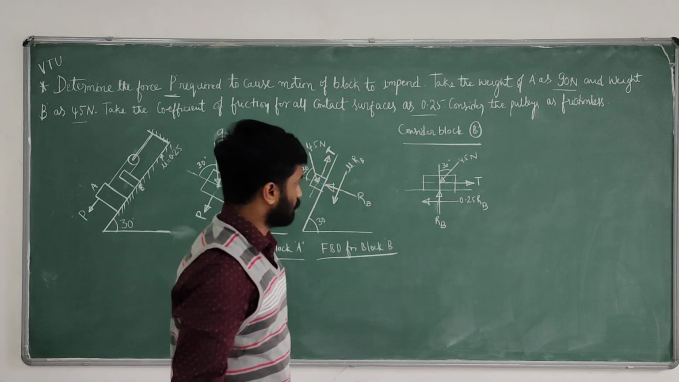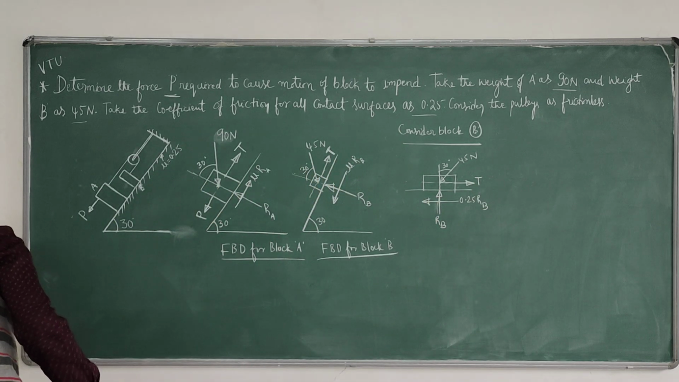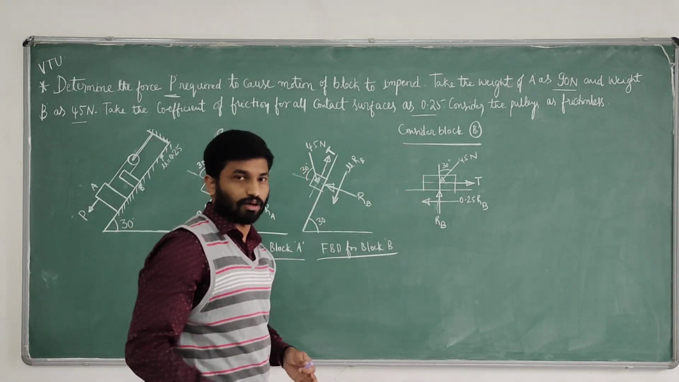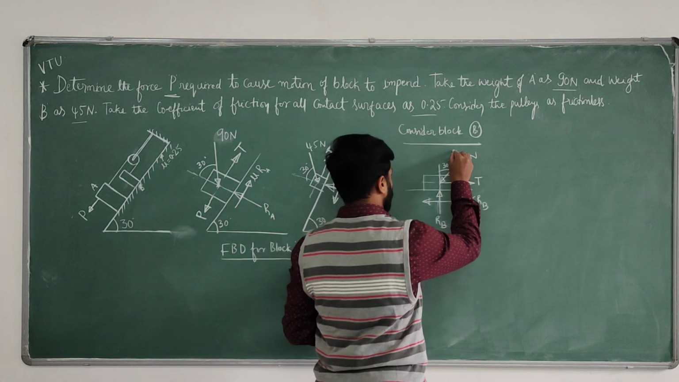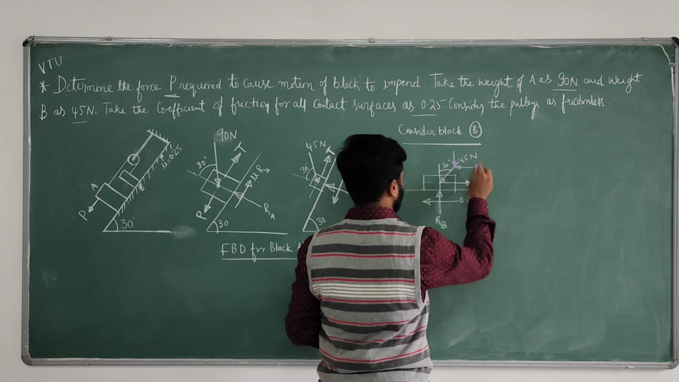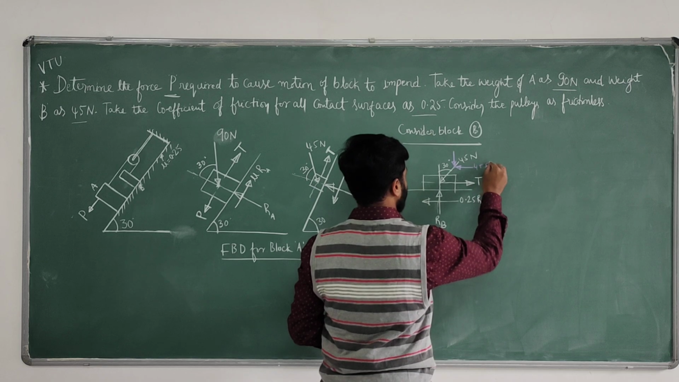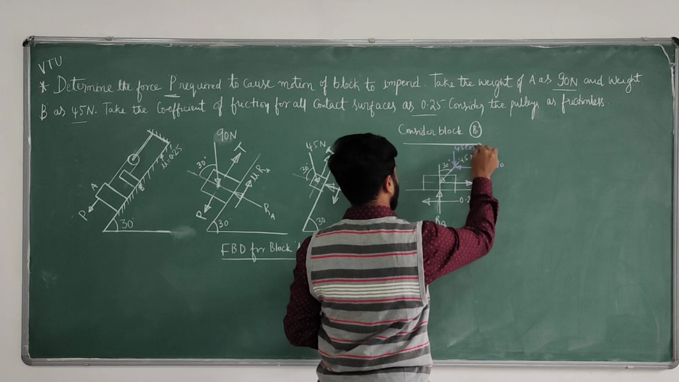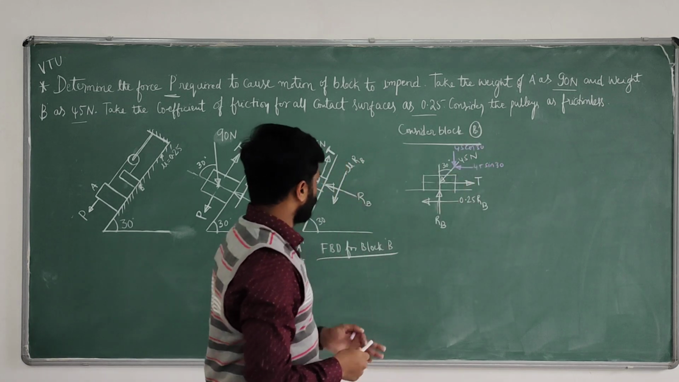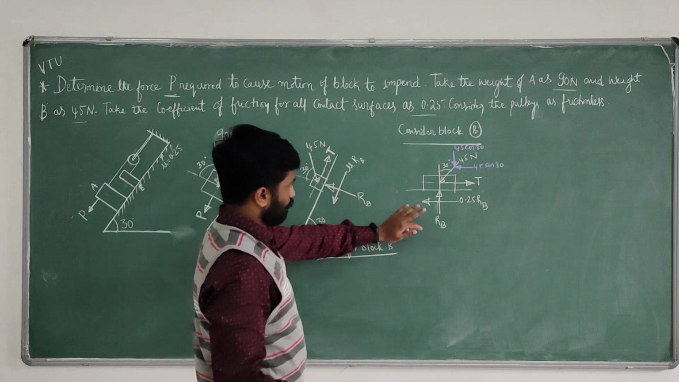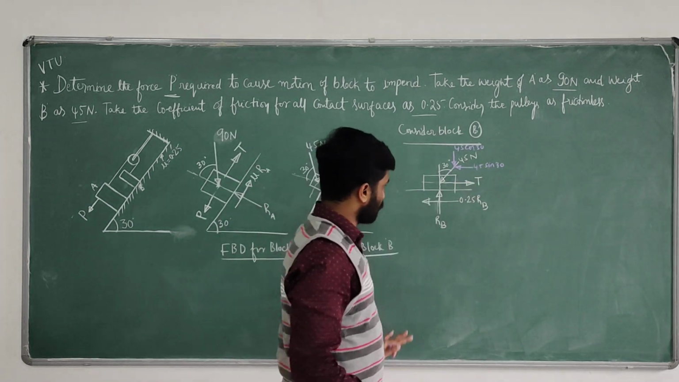So this is only the diagram, free body diagram. I have just taken the inclined surface horizontally. So now you just resolve these two forces. You are getting 45 sin 30 degree and 45 cos 30 degree. So only one inclined force, right? There are 1, 2, 3, 4 forces.